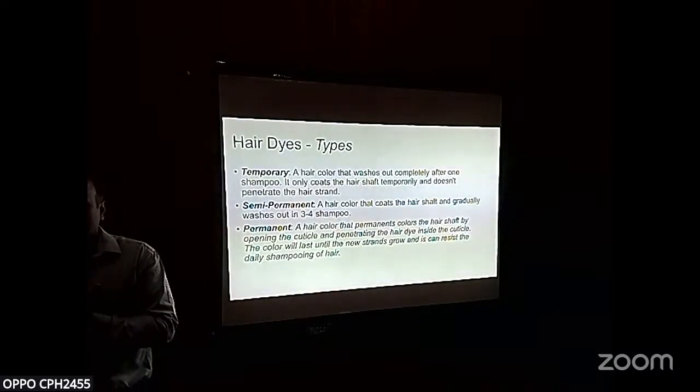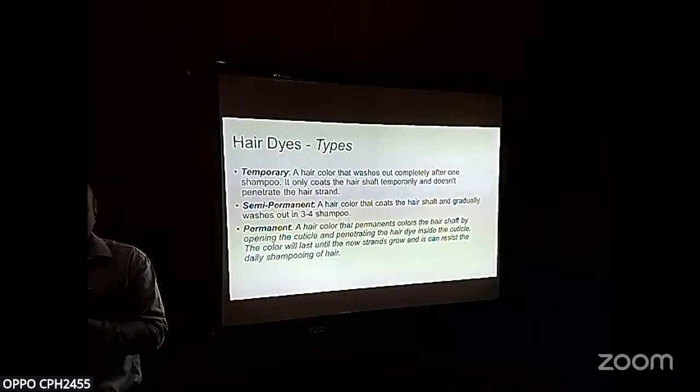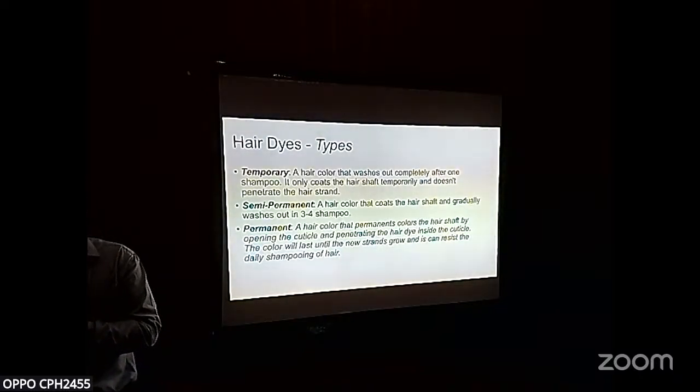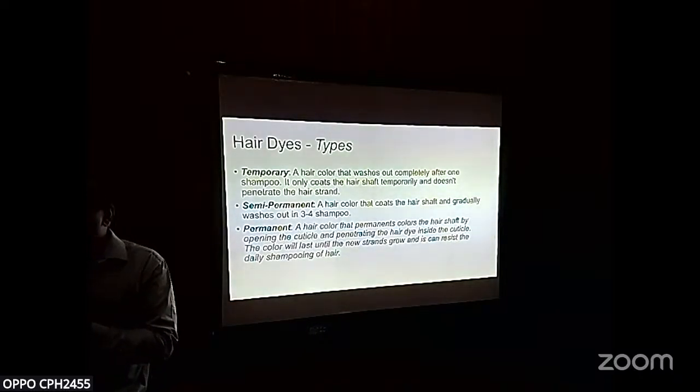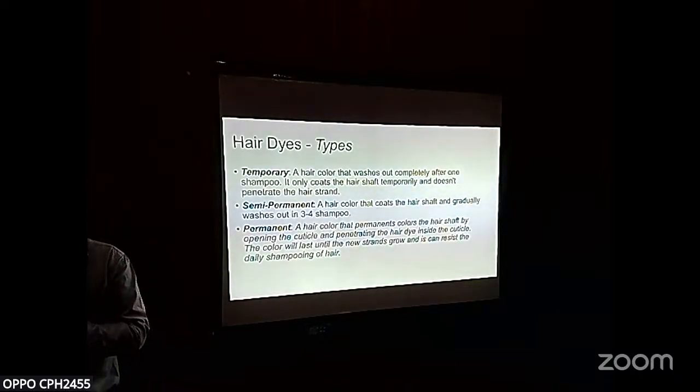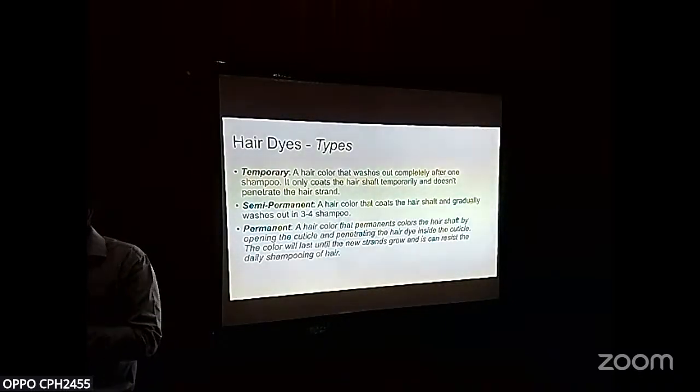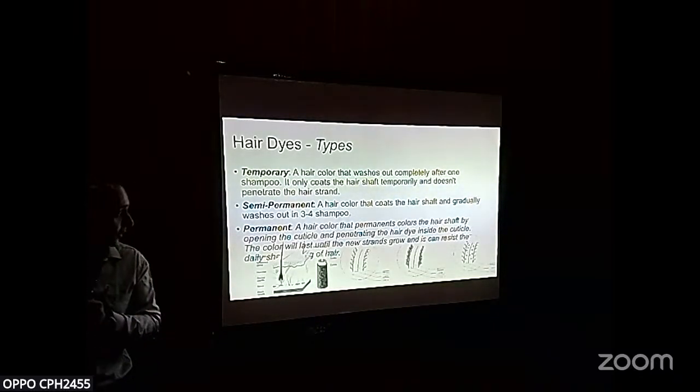If I have to give you a brief glimpse, temporary dyes are like a ready color which is sprayed or applied onto your hair. It lasts only for one shampoo, or even if you mechanically scrub your hair, it can come out. It does not actually penetrate into the hair, and it is the safest way of using it. The only drawback is it cannot stay for long. Only one shampoo. Semi-permanent dyes are the dyes which I'll explain in the next stage.